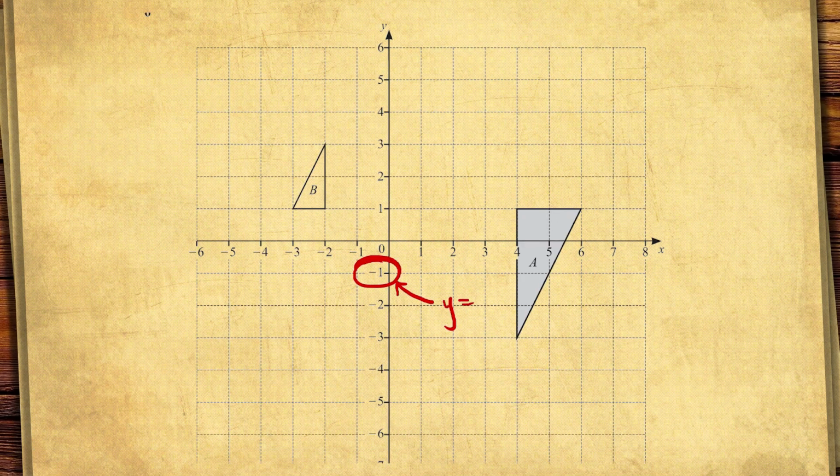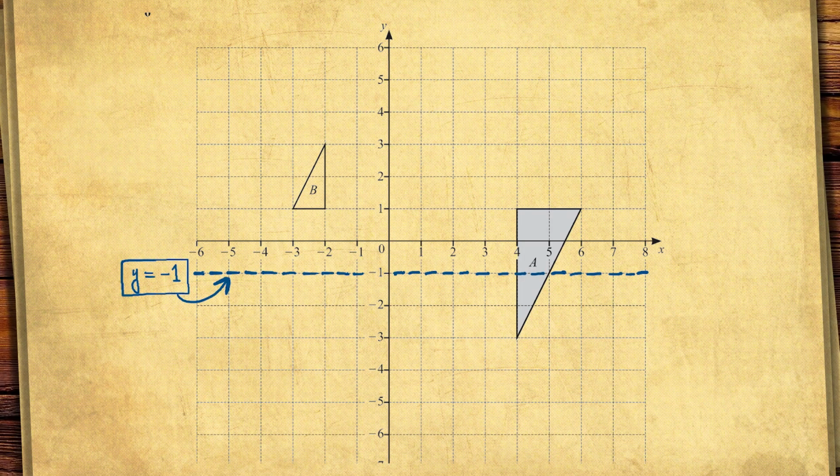This is y equals -1. And the horizontal line that passes through this point is the line of y is equal to -1. So this is the line of reflection, and we need to reflect triangle B in this line. Now let's first reflect this point in the line. This point is 2 units above the line. So after reflection, this point will be 2 units below the line over here.